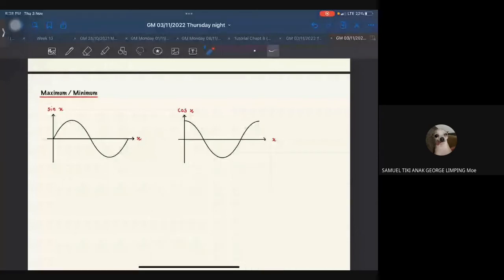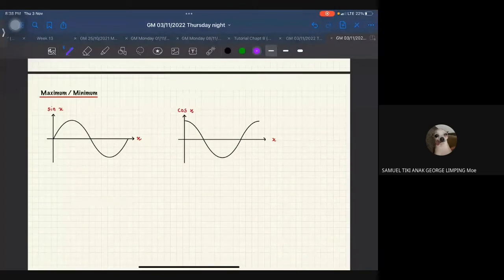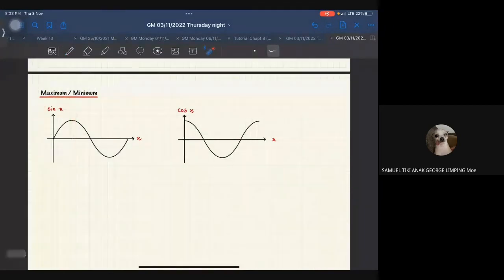Bukan soalan, graf ni. Apa soalan Miss tadi? Sorry? Apa soalan saya? Ya. Okay, so what is the maximum value that this function has? Sine ni. Apa nilai paling tinggi dia?